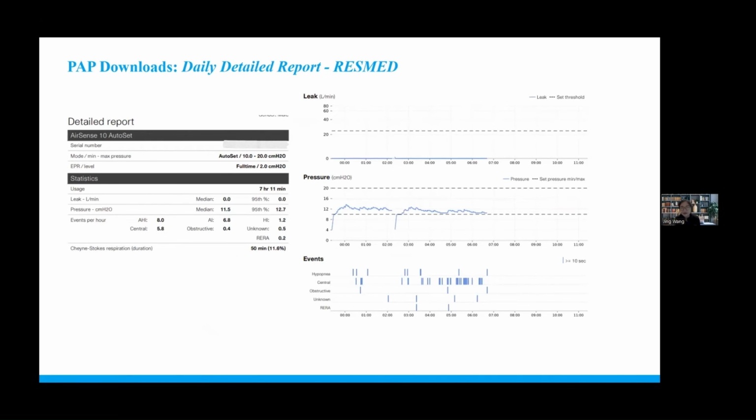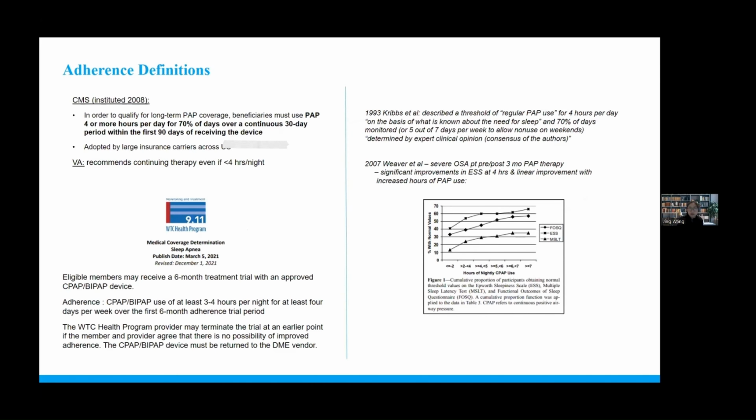I will have to speed up. But I'm happy to come back, or offline can go into more workshops on how to take a more detailed look at these reports. In general, these are the options of information that are out there when you do a CPAP download. In the last couple of minutes, I just wanted to quickly go through adherence.